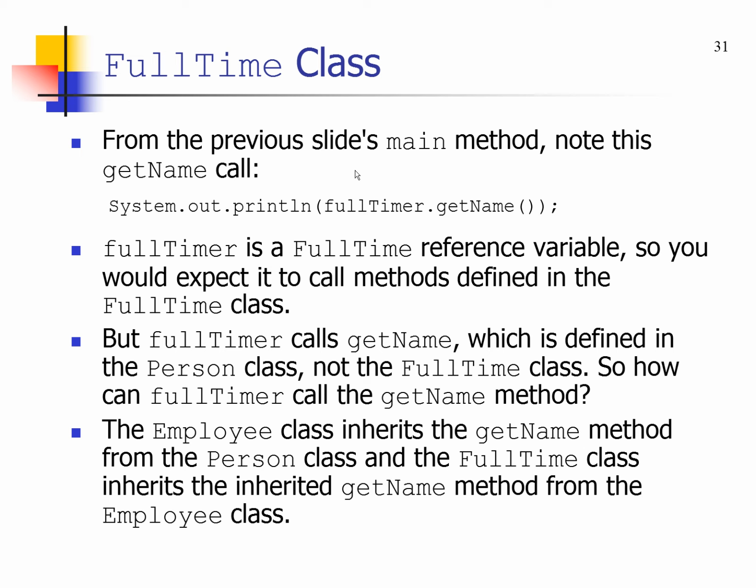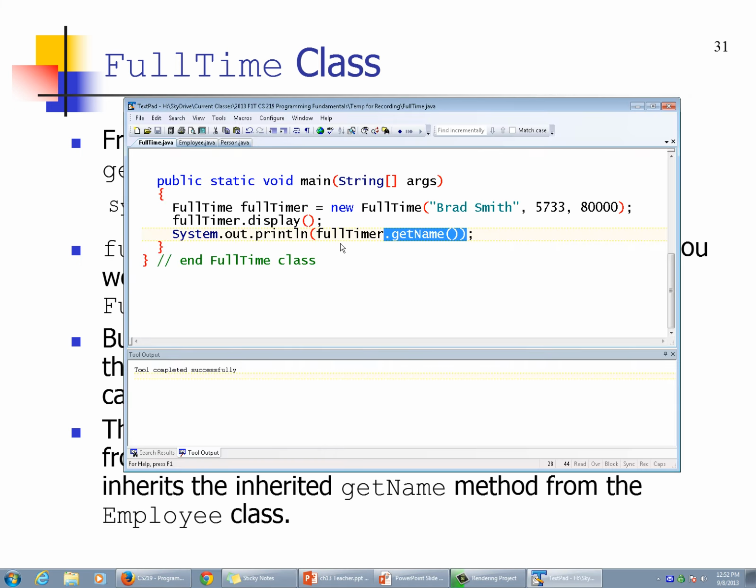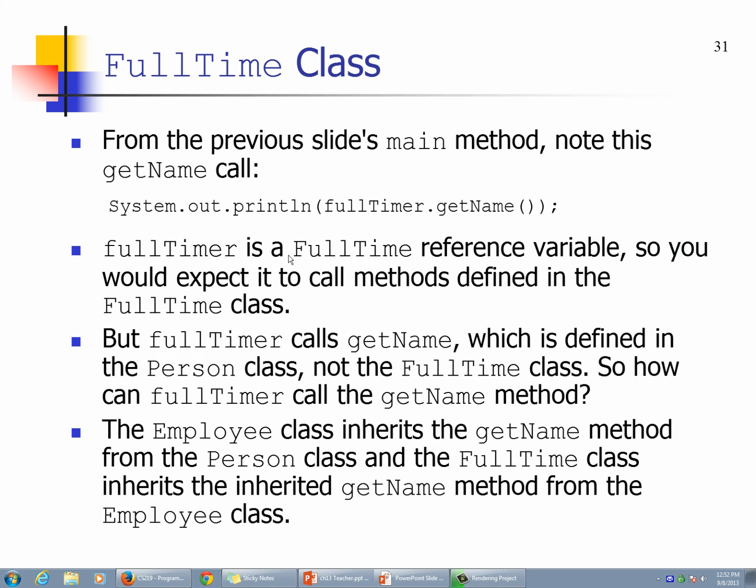Okay, so we talked about that. It says, from the previous slide, main method, note that the getName call. Let me bring that one up here. This call right here, fullTimer.getName. What is that? Well, fullTimer is a full-time reference variable, so you'd expect it to call the method defined in it, but fullTimer calls getName, which is defined in the person class, not the full-time class. So how does it do it?